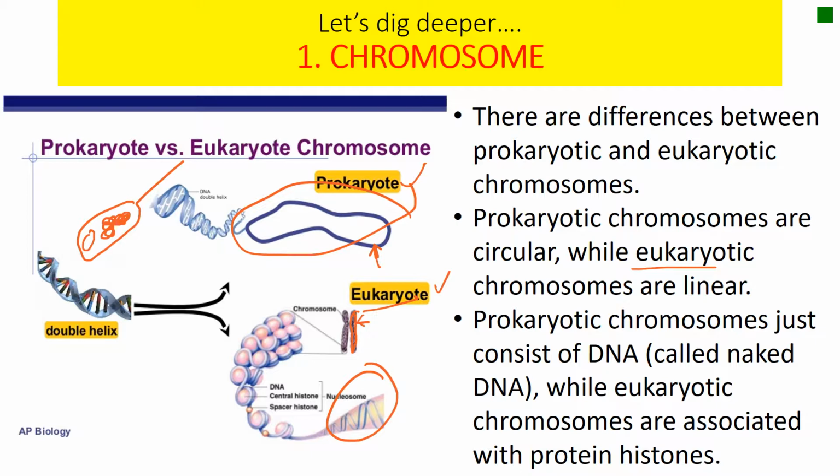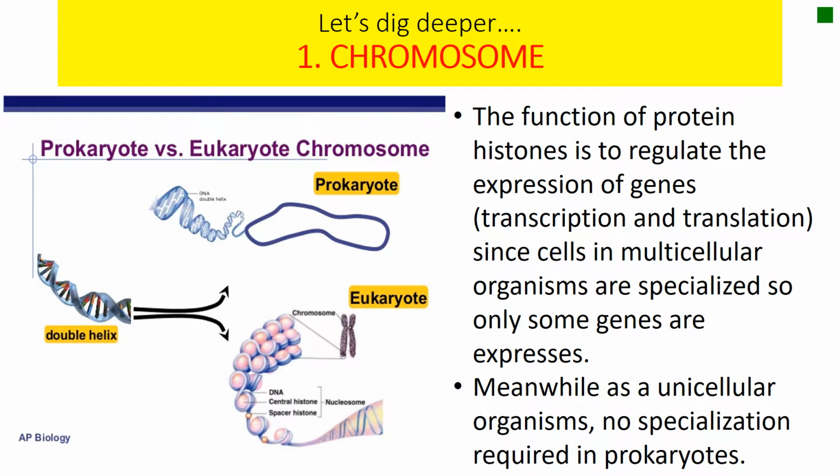And there is also another difference, which is that the prokaryotic chromosome just consists of DNA. As you can see from here, they are just a double helix of DNA. By the way, it is called naked DNA, so it is not associated with protein, unprotected. It's just bare DNA. However, for eukaryotic chromosomes, you can see here, they are associated with a protein. The protein is called histone. Okay, why they have to be associated with this protein, we will see in the next slide.